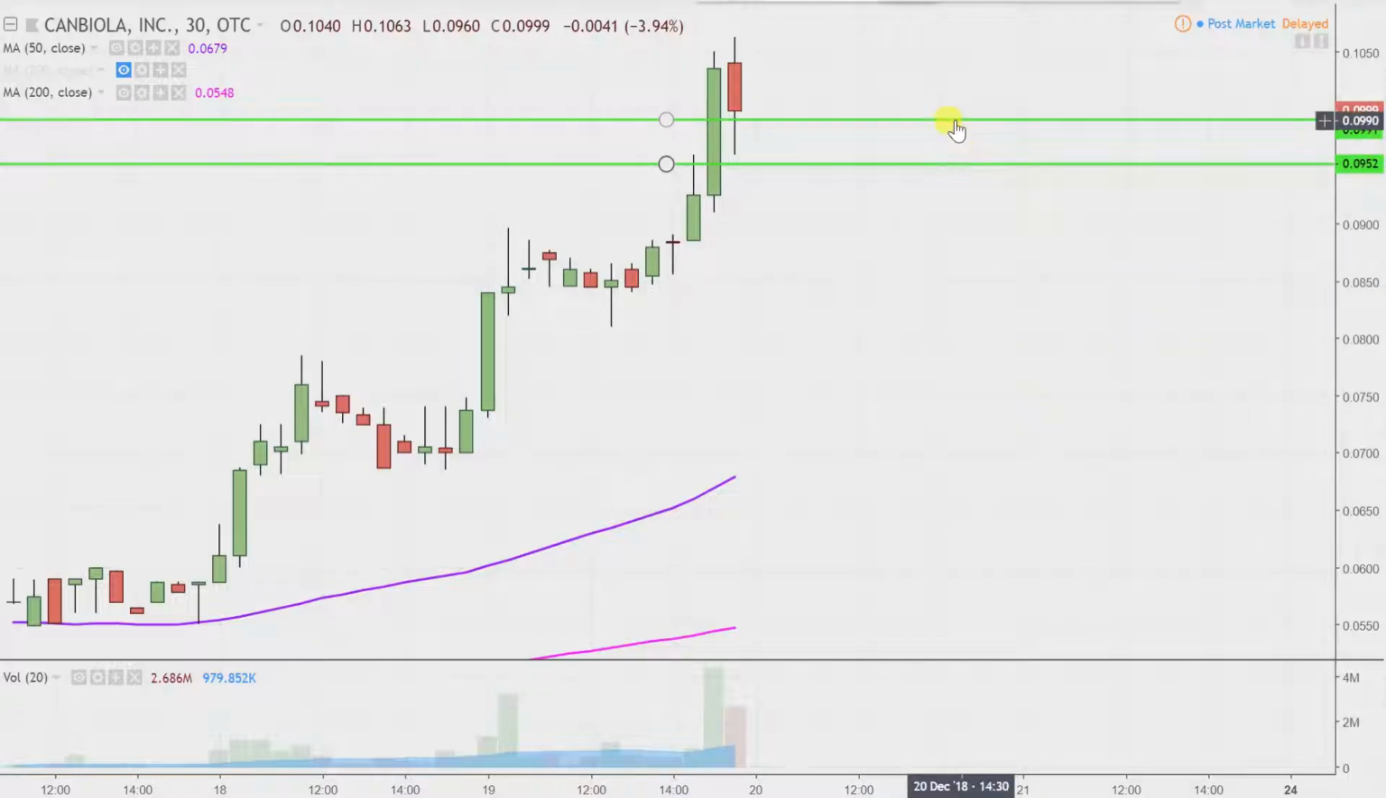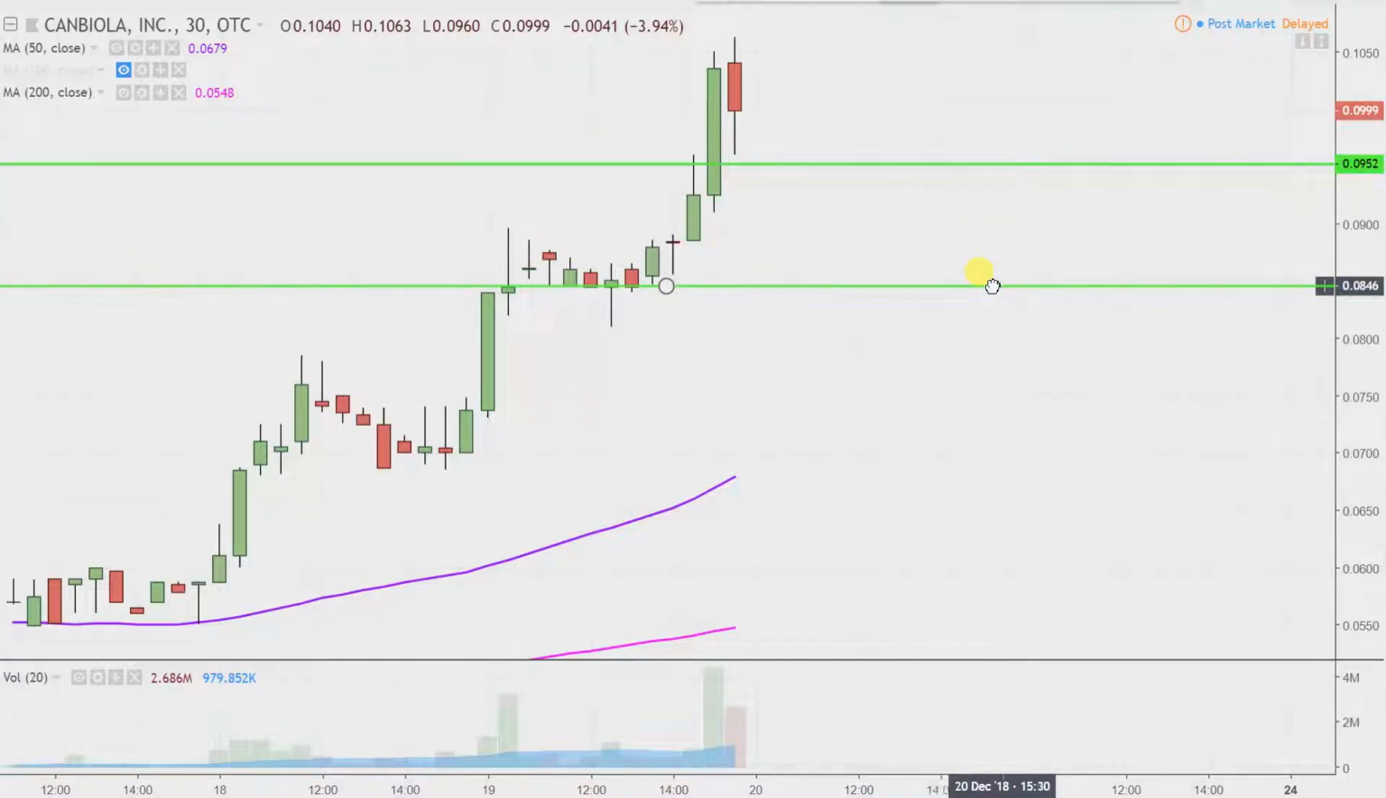But if the price could manage to stay up above that area, that would definitely be a huge sign of power going forward. Next level of support after that would be the bottom portion of this consolidation area right here at 0.085. So that makes it easy: 0.095, 0.085, two of the near-term levels of support.